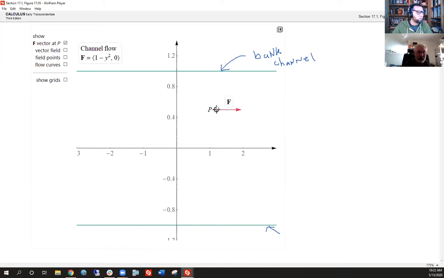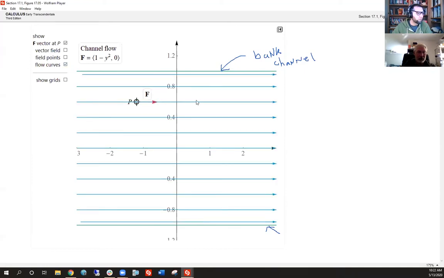So should be clear, where's the flow the fastest? In the middle? Oh, y equals 0. Yeah, y equals 0. And should be pretty clear that we are going from left to right. So you can look at those curves. Oh, it's a channel, right? It makes sense that our flow lines would all be going left to right.